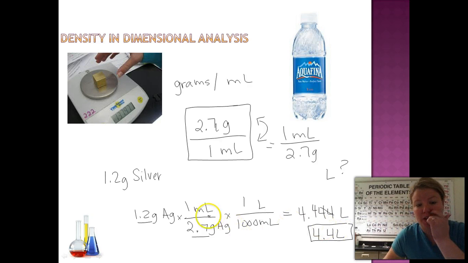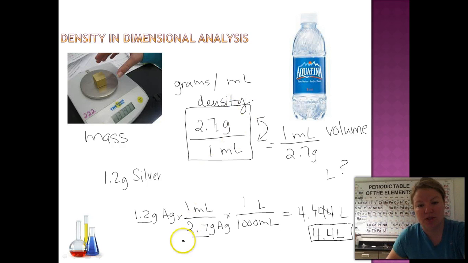Okay, and so this one's kind of tricky. If you start out with a mass unit, start out with mass, and you need to go to volume, density is the only way that you can get there. And you use that with dimensional analysis. And so if you're given a mass, you have to put the mass from the density on the bottom. And if you're given liters, you just use density grams per milliliter.